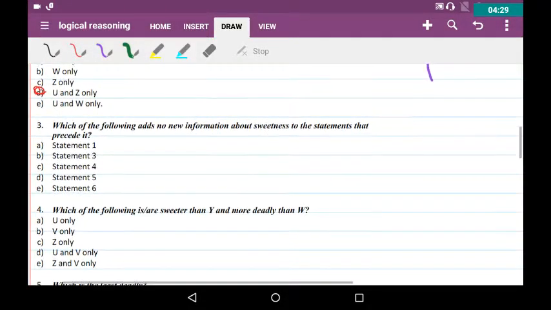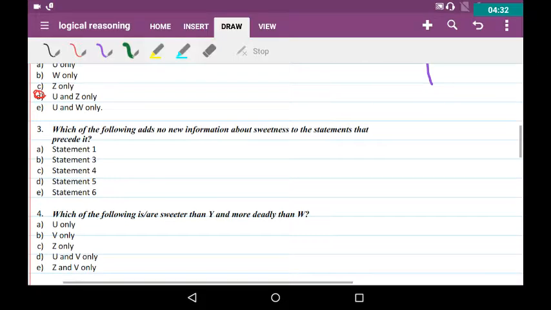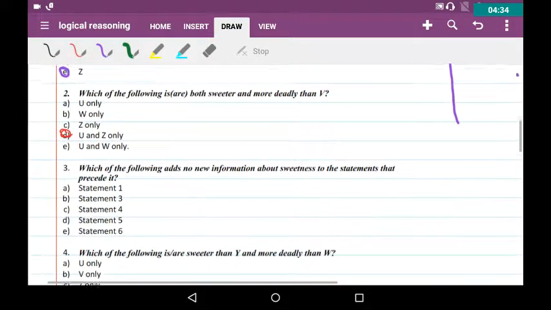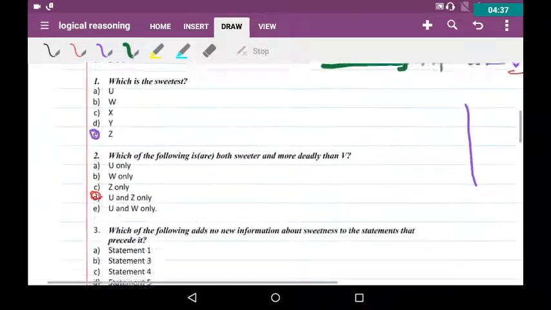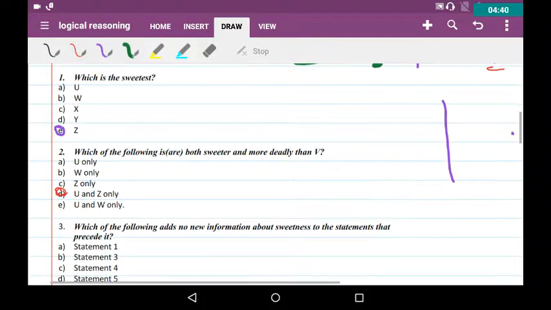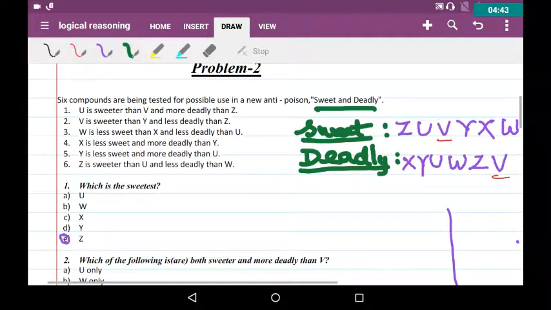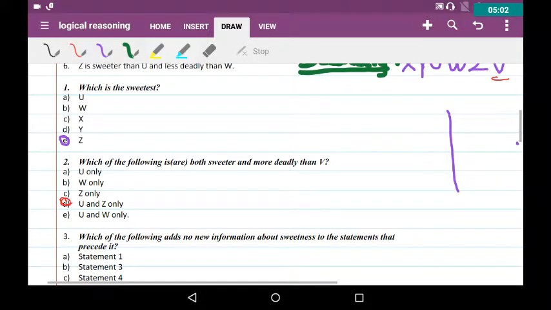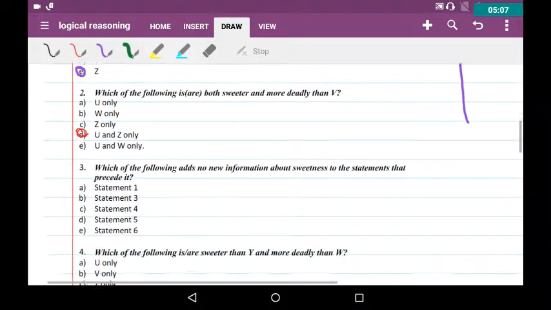Which of the following adds no new information about the sweetness to the statements that preceded it? Now they have asked the question from the statements. Which statement doesn't add any new information about sweetness? Read statements 4 and 5. X is less sweet and more deadly than Y. Y is less sweet and more deadly than U. They have just said less sweet and less sweet. They didn't say whether it is sweeter than or less sweet than. So according to the question, statement 5 will be the answer.